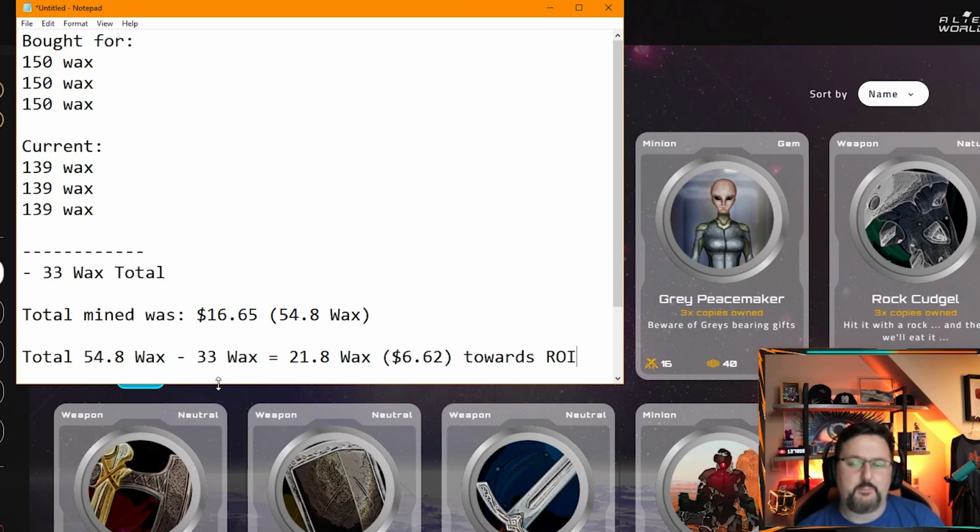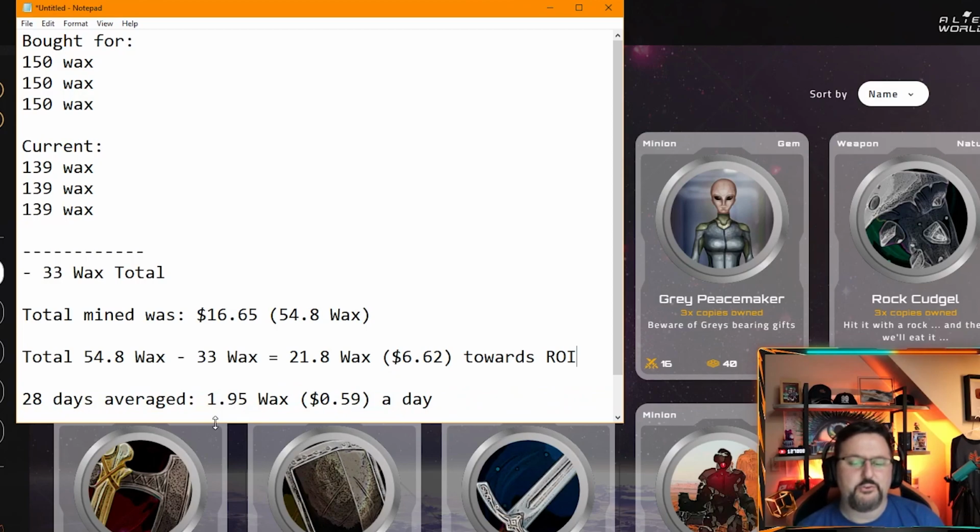And it was making about a dollar or more, but because wax is lower right now, it's 30 cents at the moment, it was not doing that well. Like, the highest I think I've had was like 70 or 80 cents. It hasn't been great with the wax decline. So 28 average days, you're looking at 1.95 wax a day, which is 59 cents for clicking mine about 100 times. And then you got to click claim mine 100 times and you got to click approve 100 times.